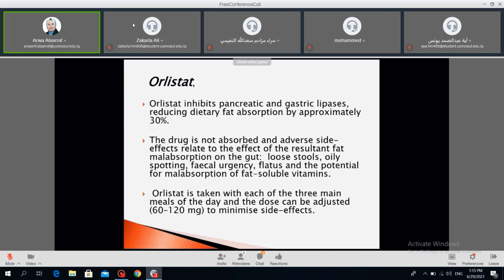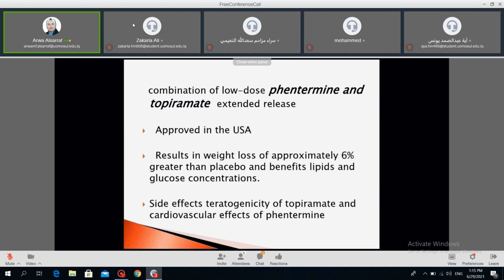The other drug is a combination of low dose of phentermine, which is an appetite suppressor, and topiramate, which is also used as an anti-epileptic drug. So a combination of these in form of extended release tablets is approved to use in USA, but not approved to use in Europe. This will result in weight loss of approximately 6% greater than placebo, and by decreasing this 6% of body weight, it may also help to regulate lipids and glucose concentration.